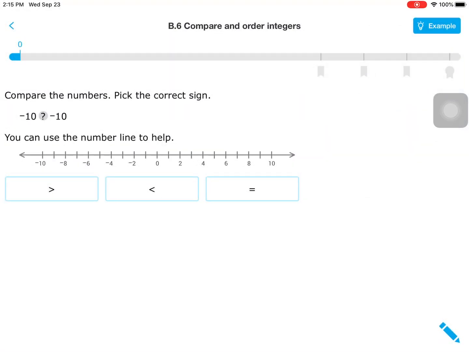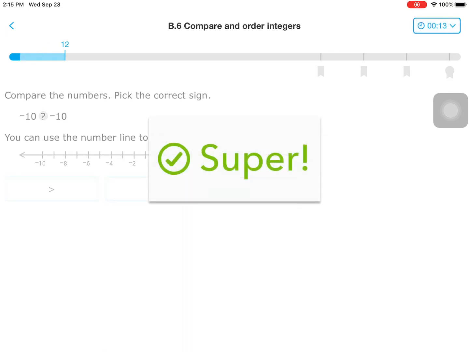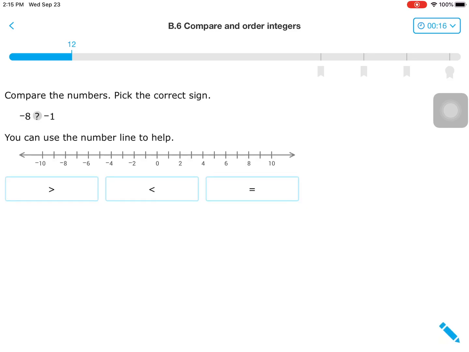Okay, so this one is a mixture of comparing and also ordering. So if you look at -10 compared to -10, they are the same. This one is -8 versus -1. So on the negative side, guys, the bigger number is actually worth less. So if you look right here, this is like the difference between here and here. Well, in life, I would rather owe someone $1 than owe them 8, okay?